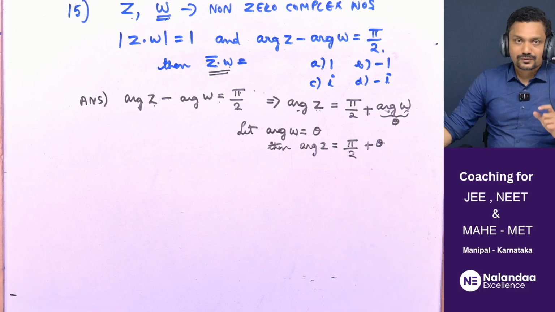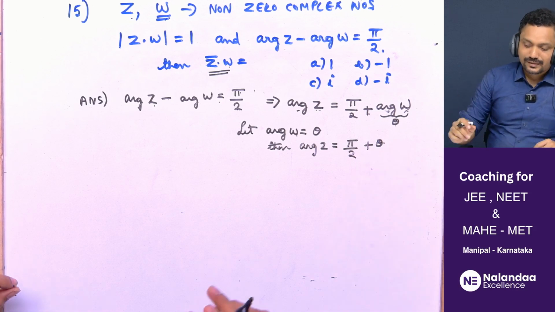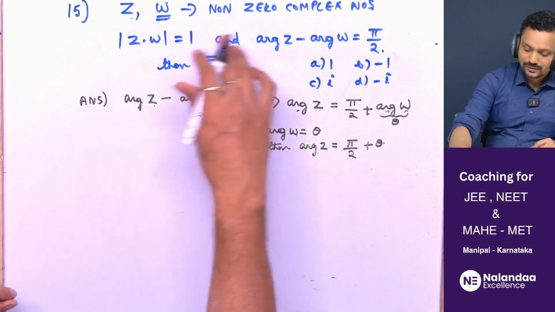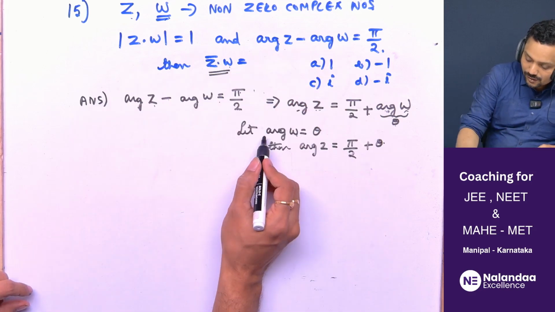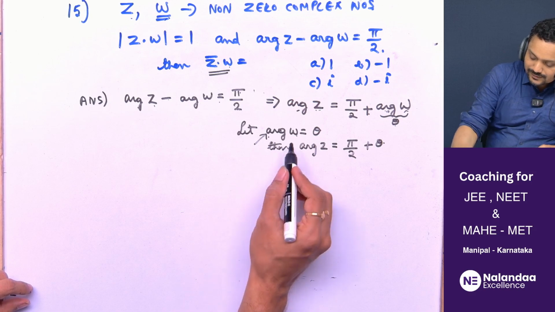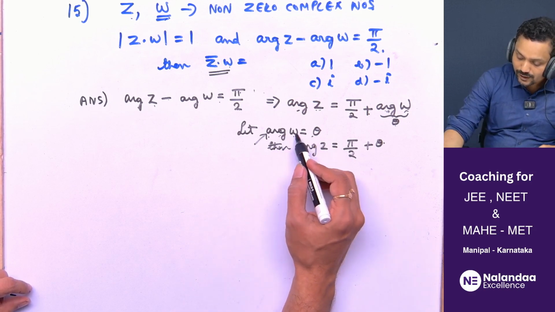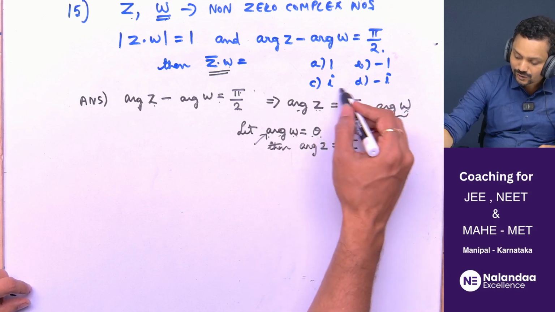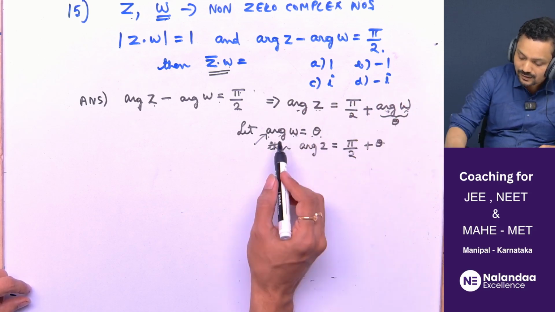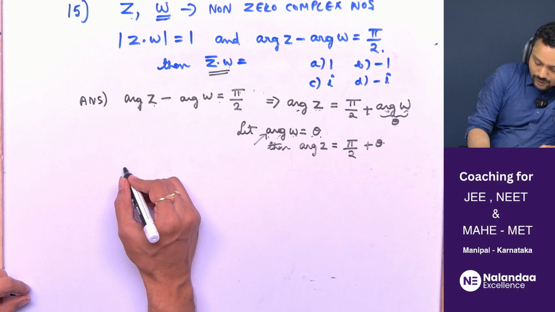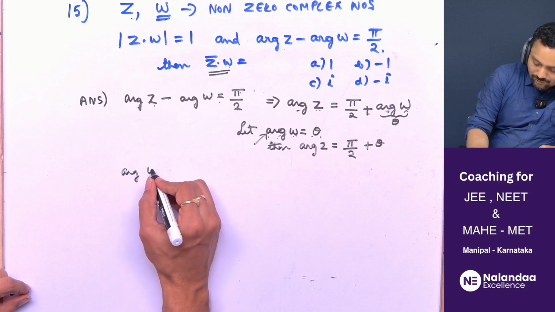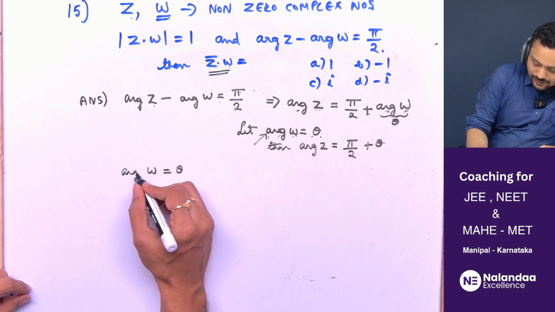Yes. Now students, here comes the trick. If this trick is understood, the whole problem is solved. Now come back to this step. What is the meaning of argument of omega equal to theta? Why I wrote argument of omega is theta is just to manage this equation. That's it. Now, what is the meaning of argument of omega equal to theta?